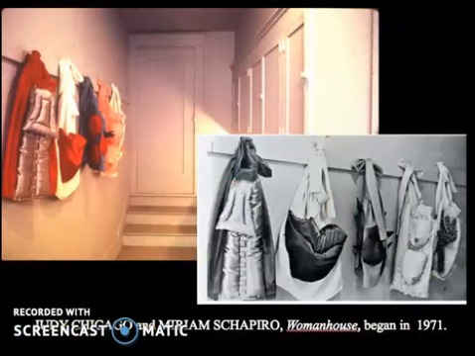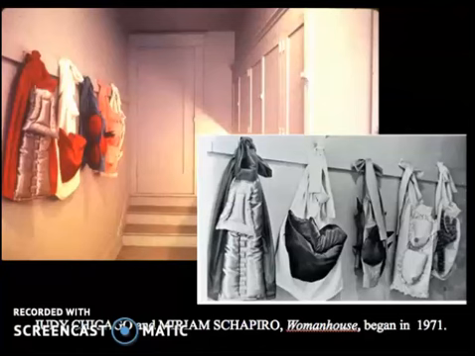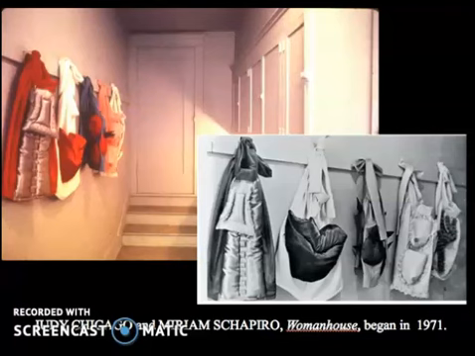Other works include the hanging of aprons. They're the coats of females. Women want to take off their aprons, hang them, and go to the outside and experience life on their own. You have goofy lips and breasts and vaginas embroidered on the aprons themselves.